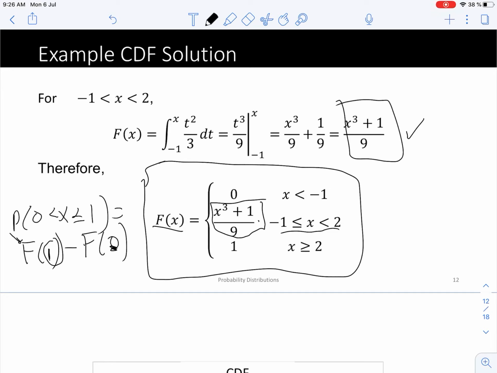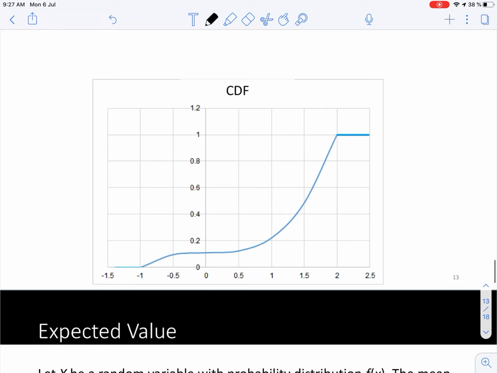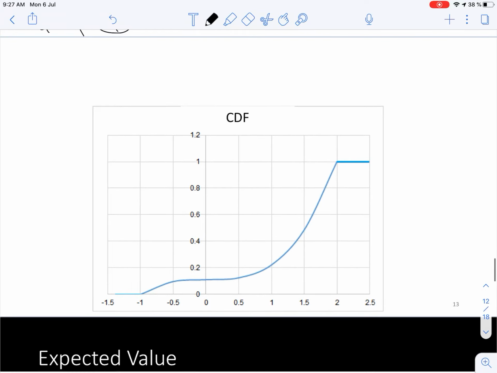So when x is equal to 1, the CDF is (1 over 3) plus 1, that's 2 nines. Then we find the CDF when x is equal to 0. We plug it in, it's 1 ninth. Then the desired probability is 1 ninth. Right? So this is how the CDF looks, a non-decreasing function that we will be using in the upcoming problems.